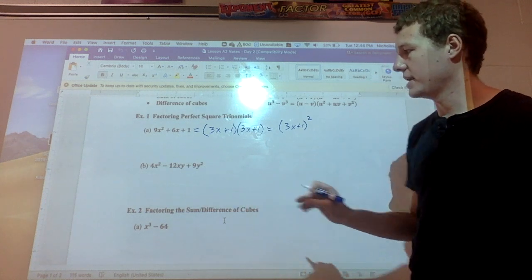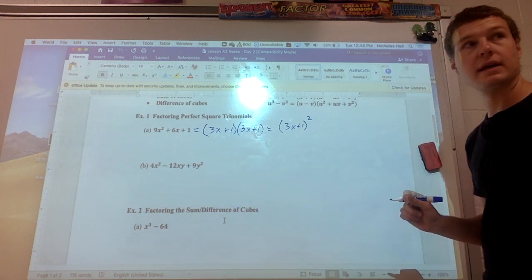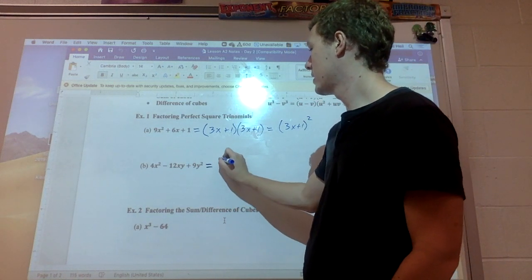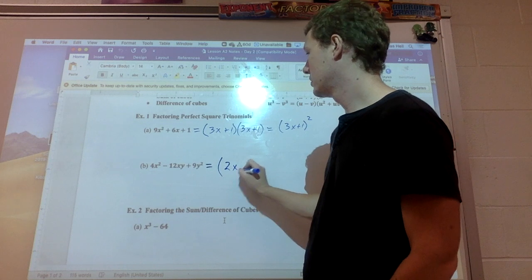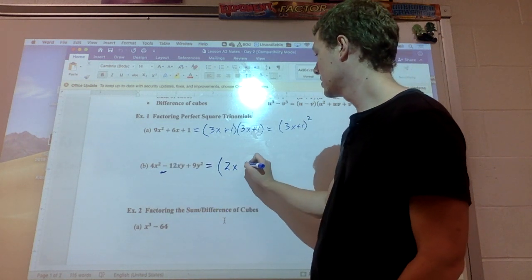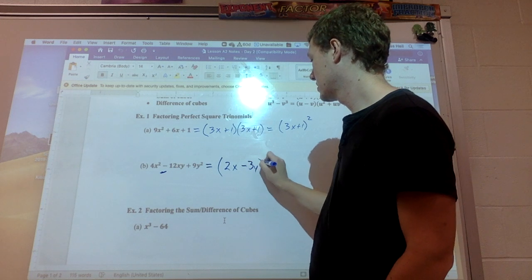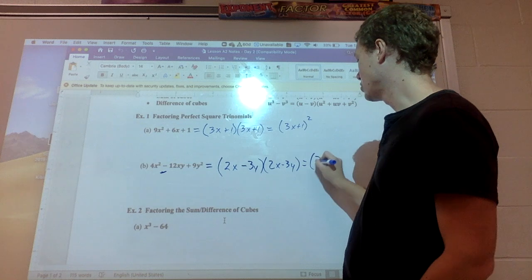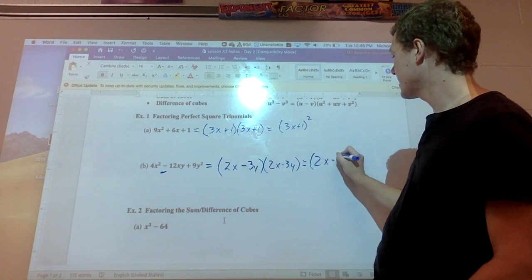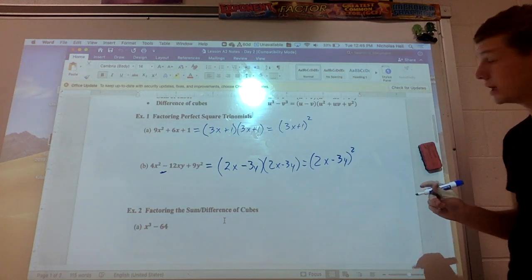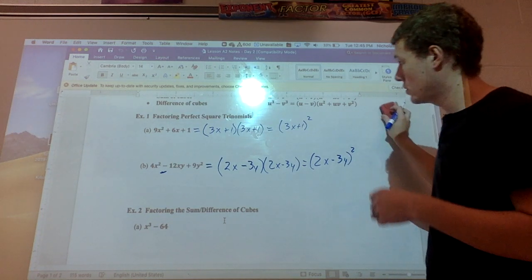Go ahead and try part B. See if you can figure that out. Biggest thing is that sign in between. You should end up with the quantity 2x minus 3y all squared. Booyah, there you go. If you have questions, please let me know.